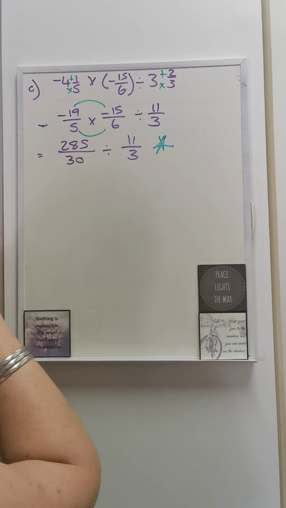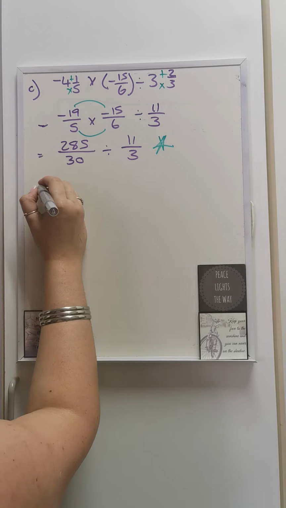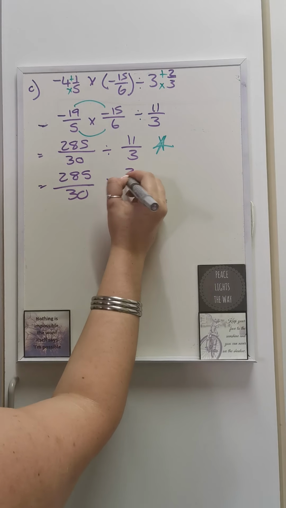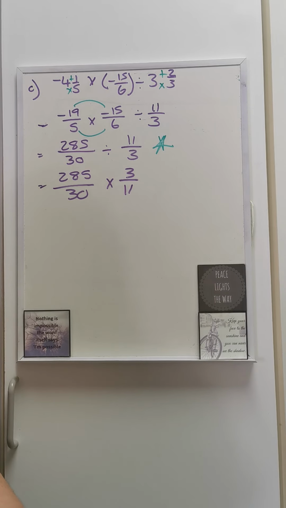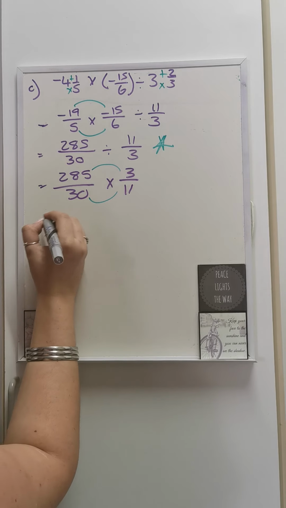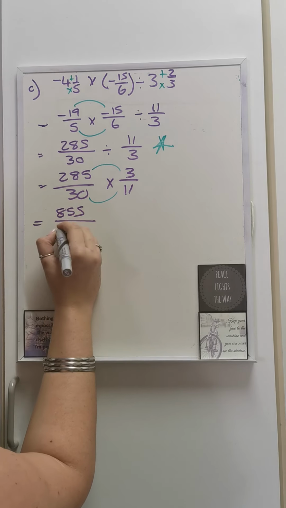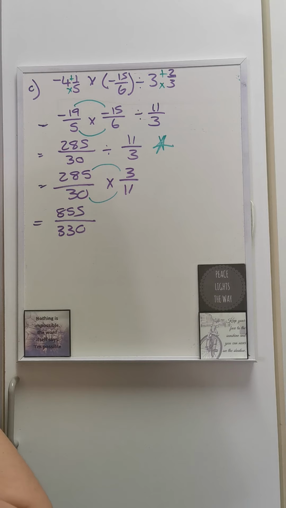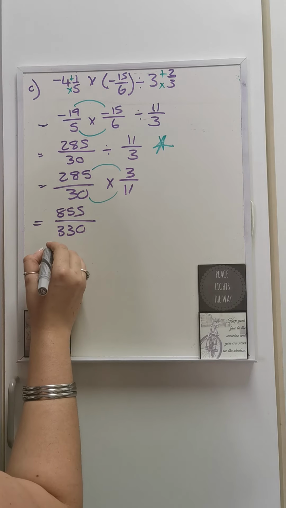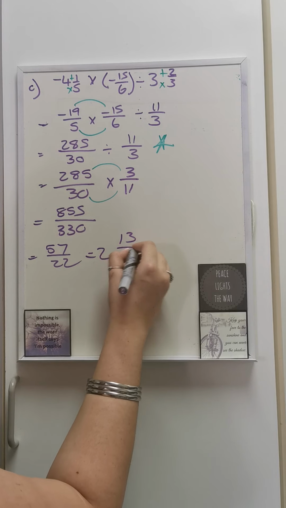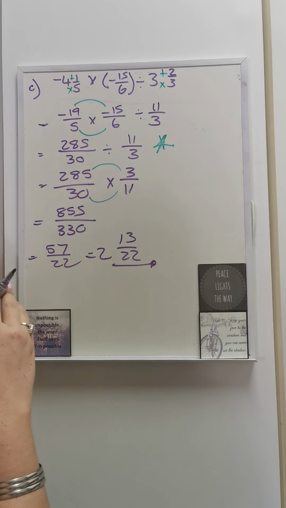What is my rule with divide? I'm not allowed to divide. I have to change it to a times. So 285 over 30 times 3 over 11. Times at the top, times at the bottom. 285 times 3 gives you 855 over 330. And that gives you 57 over 22, which gives you 2 and 13 over 22. Okay.